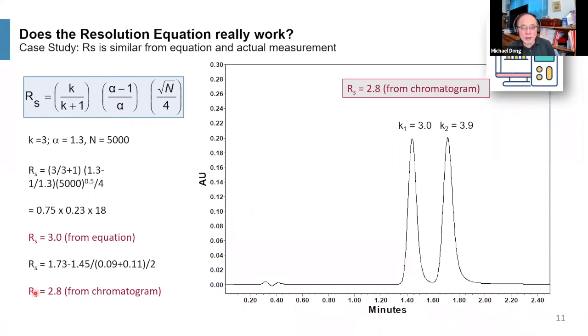We can also measure the resolution by the difference of the retention times divided by the average peak width, right? So if I do the measurement and the calculation, I get a resolution of 2.8, which is very similar to that of the resolution equation, right? So just to demonstrate that this quasi-quantitative equation does work in real life, using an actual measured example.